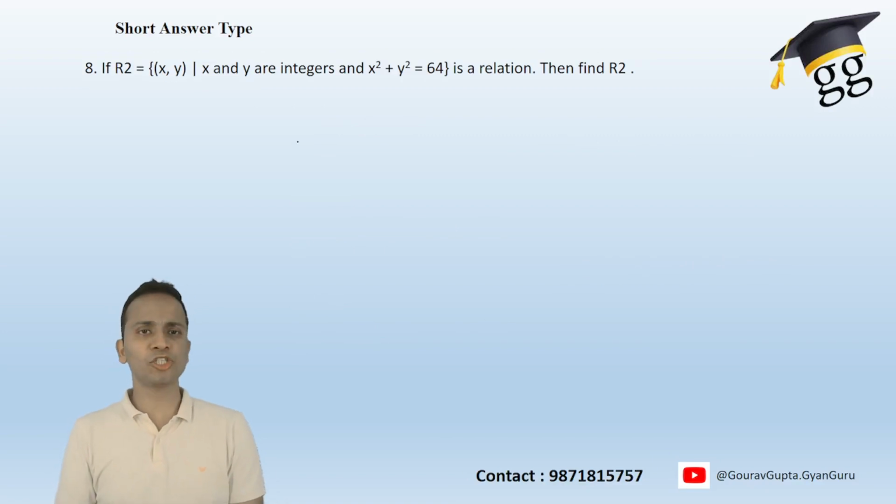Moving on, next question, question number 8. Now they have defined a relation R2 x comma y such that x and y are integers.